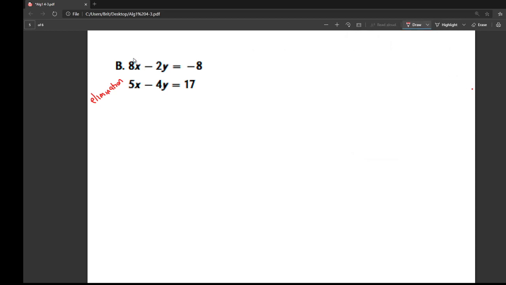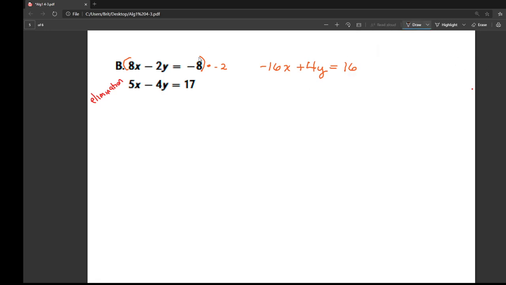And so that's what I'm going to do here, is I'm going to multiply both sides of this equation by -2. So 8x times -2 is -16x. -2y times -2 is a plus 4y. And then -8 times -2 is a positive 16.